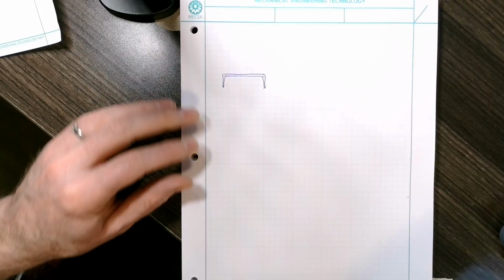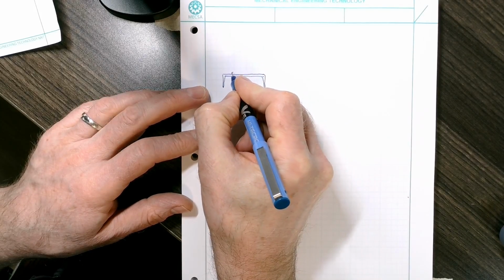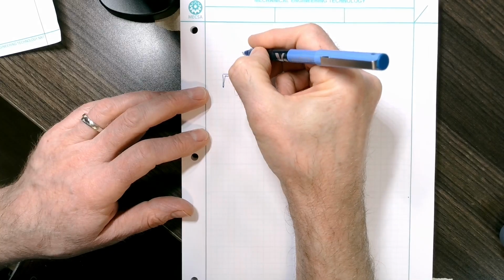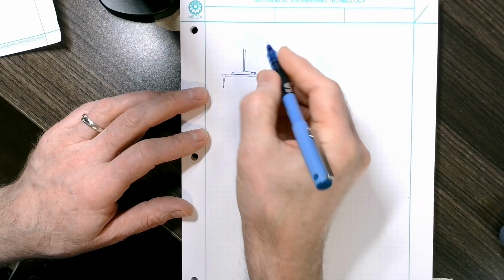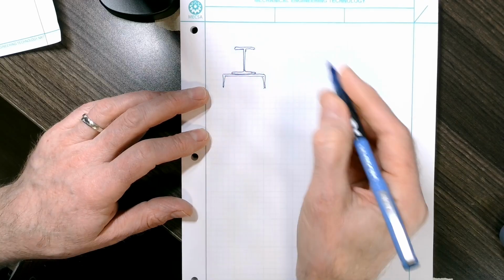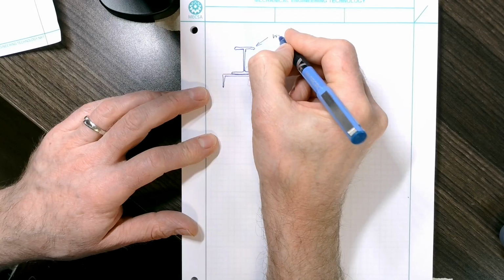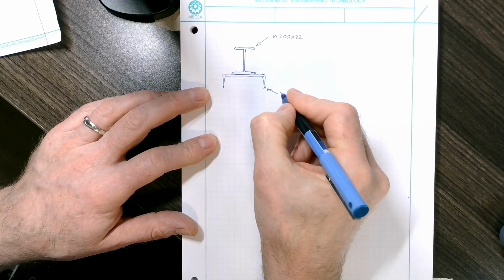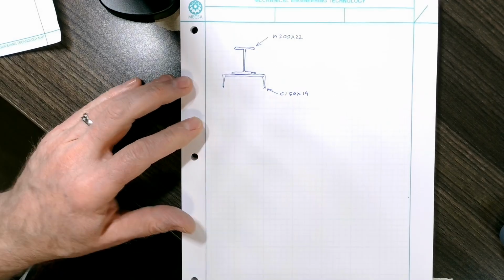And now you should know what these dimensions mean. A W 200 by 22 means it's 200 millimeters nominal height or depth in the world of beam speak, and 22 kilograms per meter. And similarly, a C 150 by 19 is 150 millimeter nominal depth and 19 kilograms per meter. So here's the proposal: a W 200 by 22 and a C 150 by 19 structural steel, and we'd weld that or something.